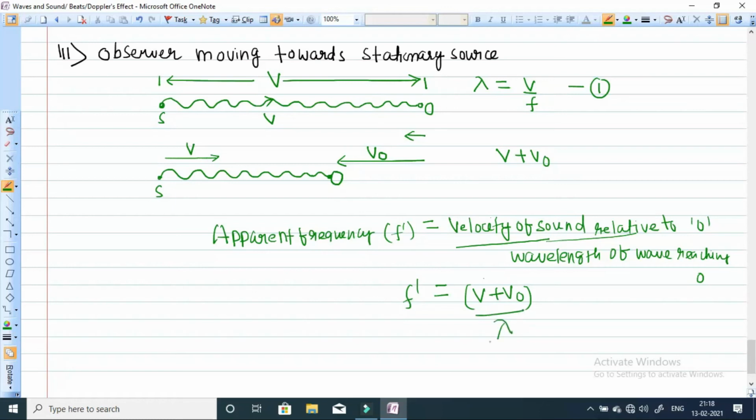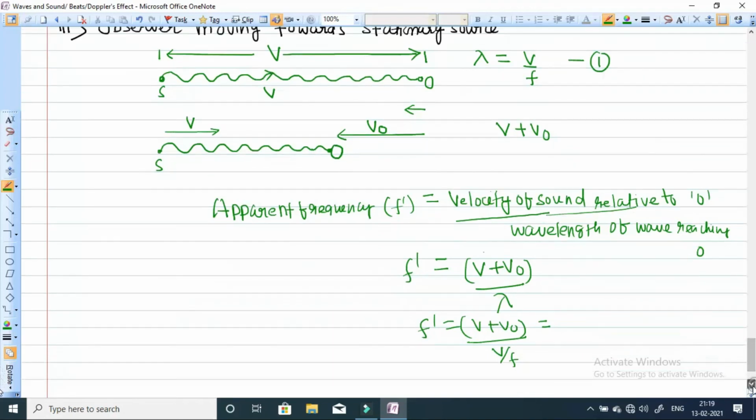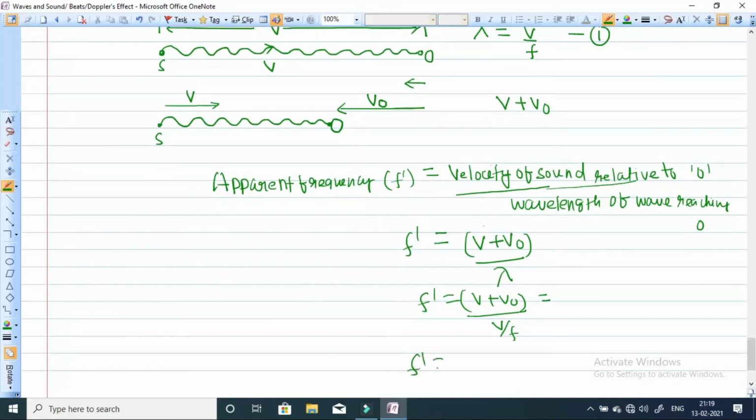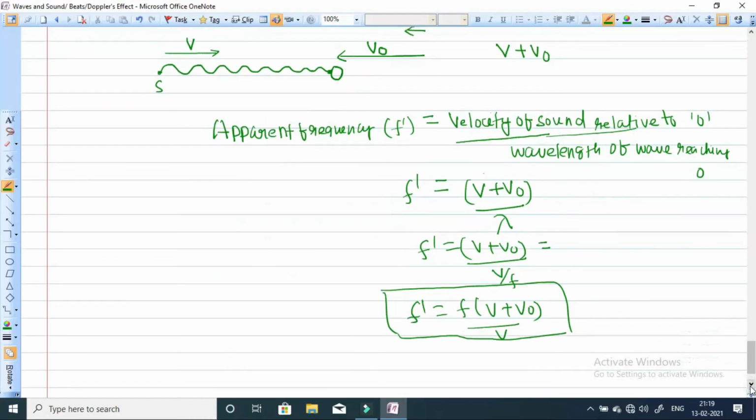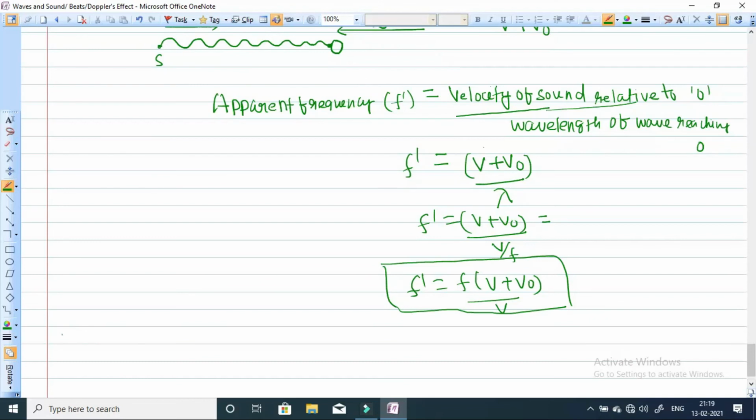The wavelength is lambda, and lambda can be written as v by f. So f dash will be equal to v plus v naught divided by lambda. Lambda can be replaced with v by f, and this equation can be modified as f dash is equal to f into v plus v naught divided by v. So this is the relationship between apparent frequency and actual frequency. Okay, this is the final result that we have obtained. Now the last case we can take is the observer moving away from the stationary source.